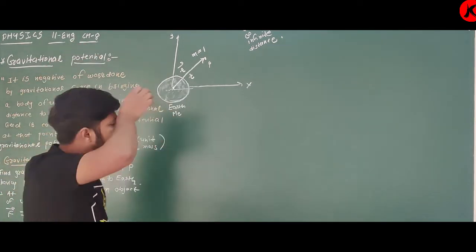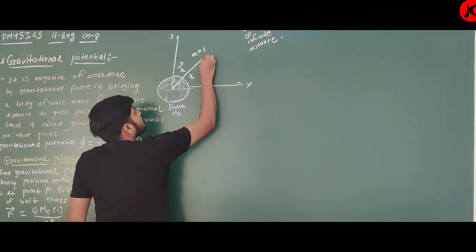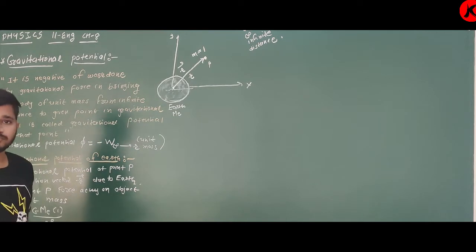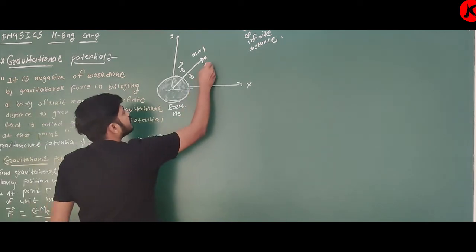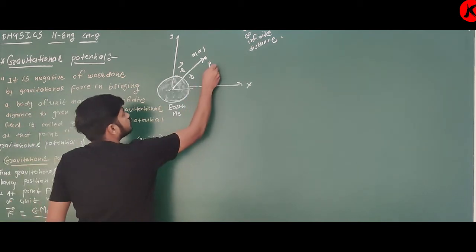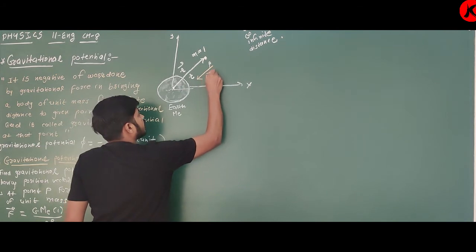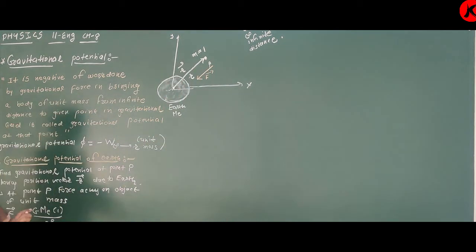Okay, so what is direction? The direction on this object is due to the Earth's gravitational force, and gravitational force is attractive. Attractive means towards. So that force is acting in this direction. Gravitational force is acting in this direction.